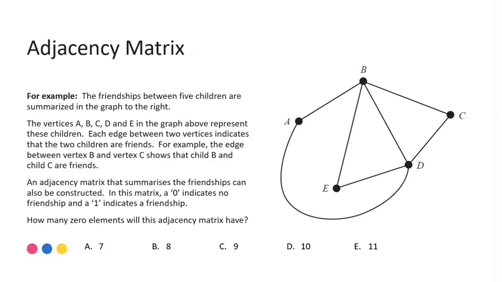This next question, we're just supplied a graph and some information. So the friendships between 5 children are summarised in the graph to the right. The vertices A, B, C, D and E in the graph represent these children. Each edge between the two vertices indicates that the children are friends. For example, the edge between vertex B and vertex C shows that child B and child C are friends.